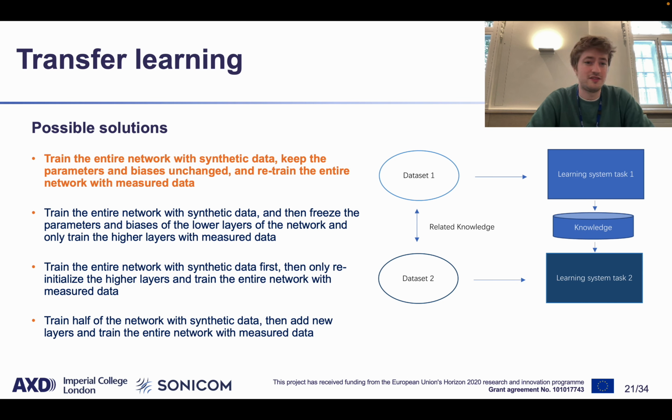There's papers that list 25 different ways to do transfer learning, but there'll be more than that. But we use the most simple method, which is you just train the whole network on the general data, or the synthetic data in this case, and then we don't change any of the weights or the biases, and we retrain. So effectively, we're just initializing all our weights and biases with the synthetic data, and then we retrain the network on the actual measured data that we care about. But as you can see, these are other common approaches.